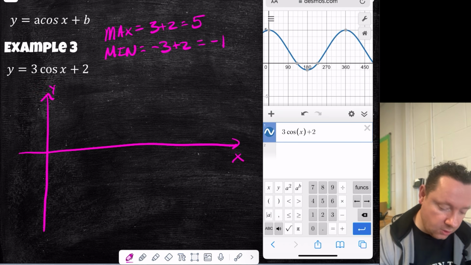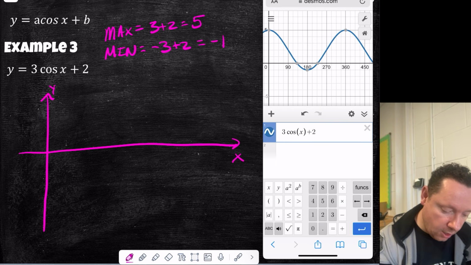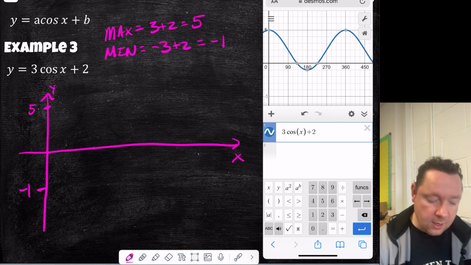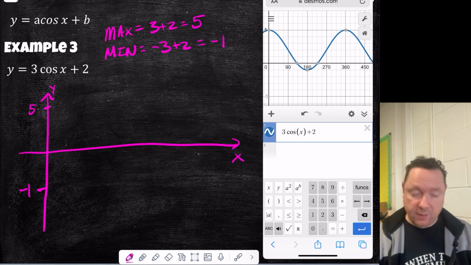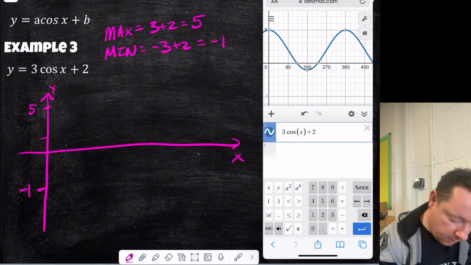So remember, standard cos graph starts up and then drops. So we're starting at 5 as our max, and our min is -1 down there somewhere. And then the amplitude is 3, so 5 minus 3 is 2. So 2 is kind of our pivot point.